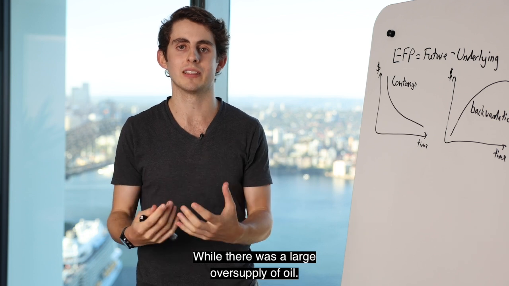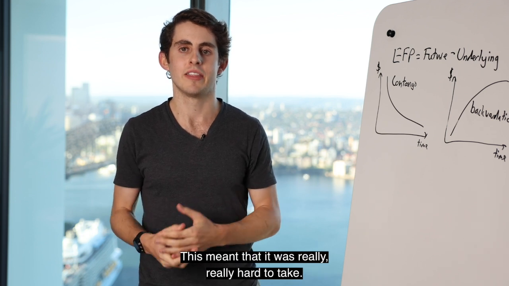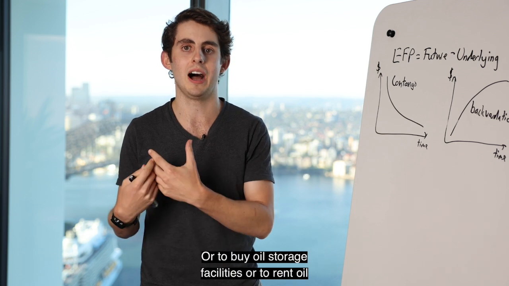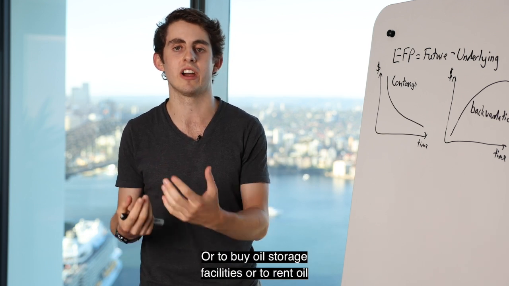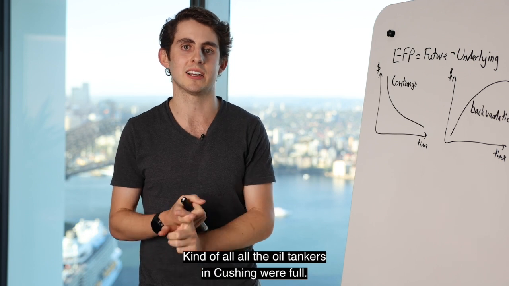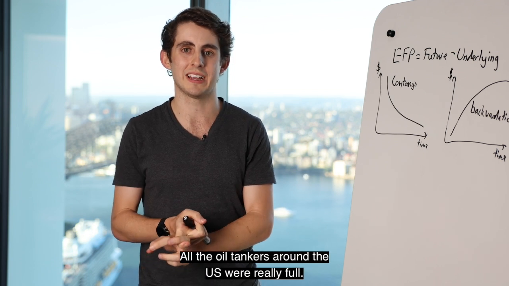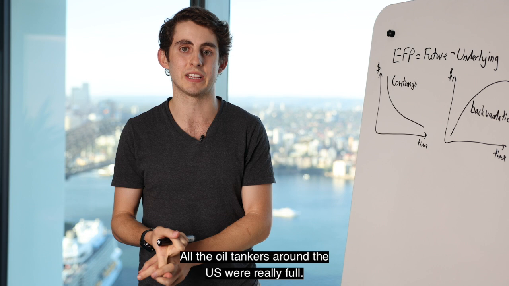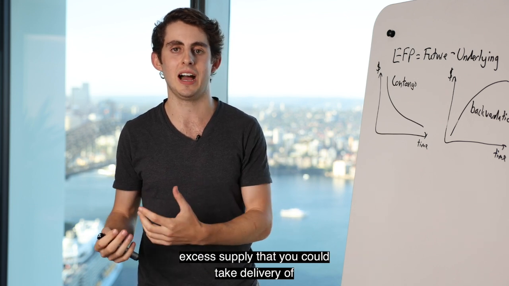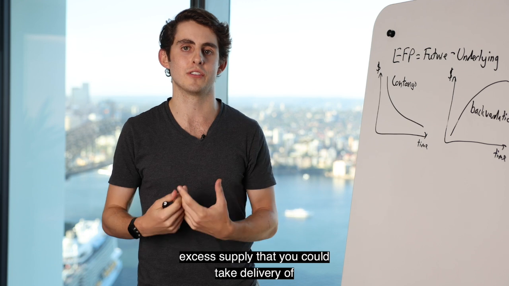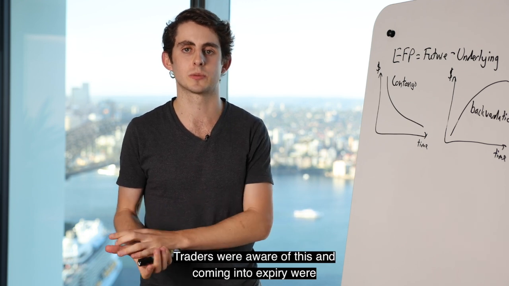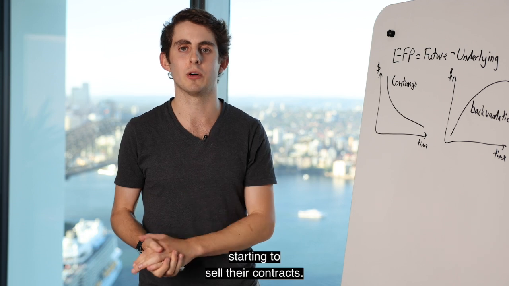While there was a large oversupply of oil, this meant that it was really, really hard to buy or to rent oil storage facilities in the US. Kind of all the oil tankers in Cushing were full. All the oil tankers around the US were really full. And so it was very, very expensive to try and find excess supply that you could take delivery of your oil contracts. Traders were aware of this and coming into expiry were starting to sell their contracts.